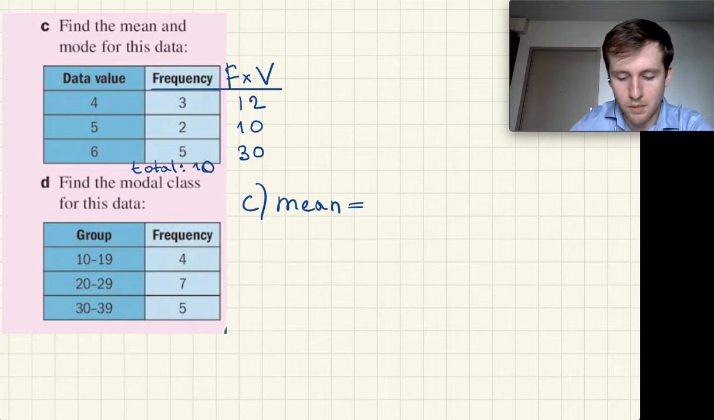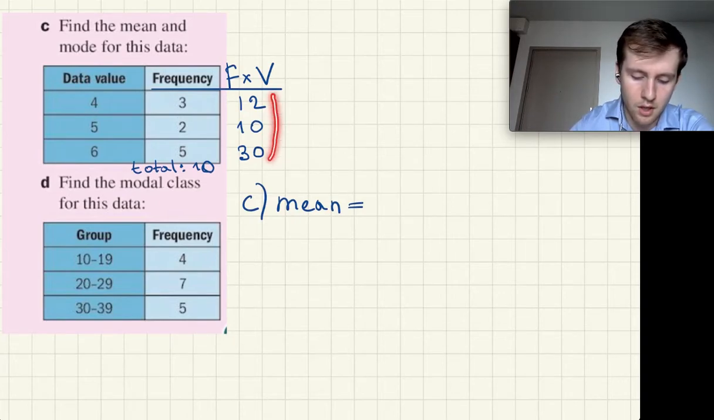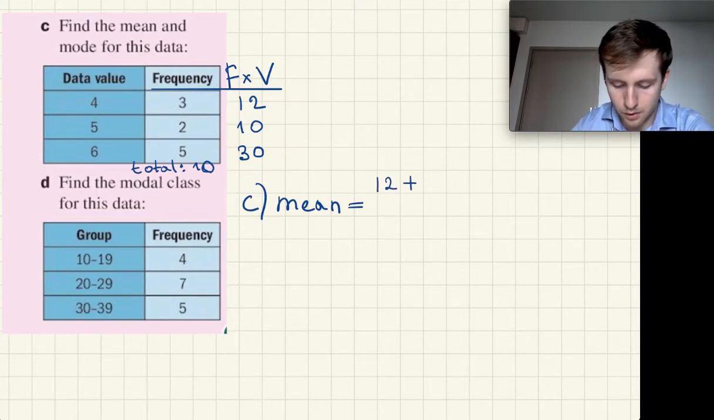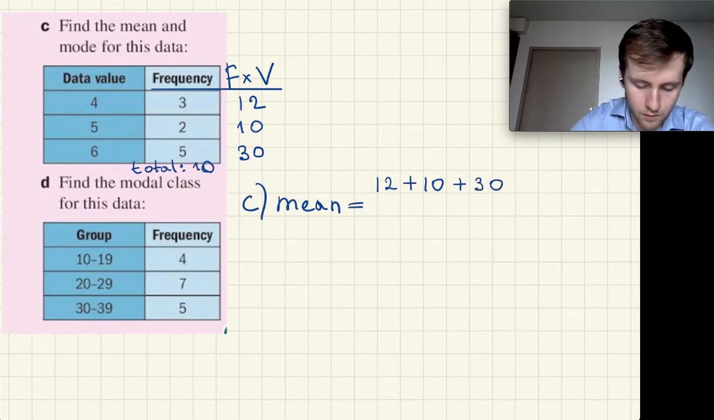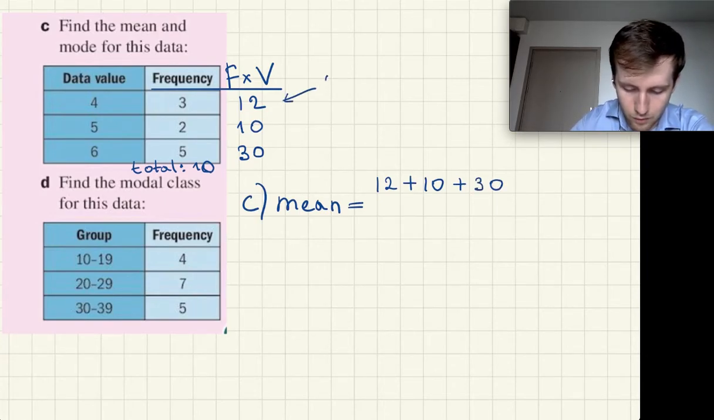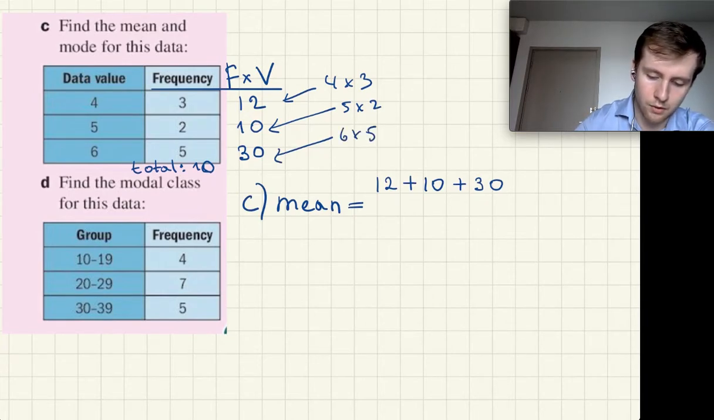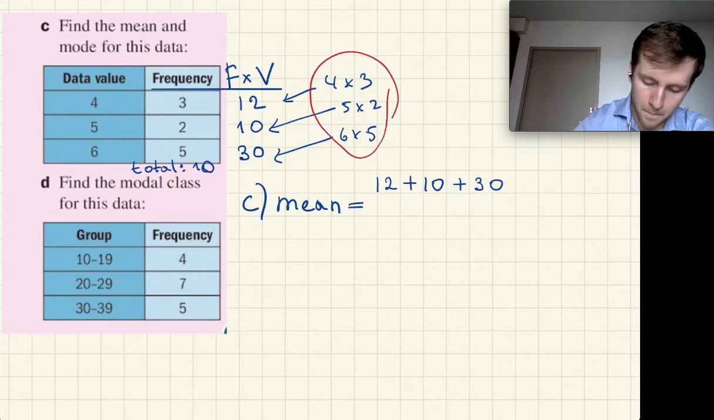So now to find the mean, we have to add these values. So we have to add 12 plus 10 and then plus 30, right? Here we do 4 times 3, here we do 5 times 2, and here we do 6 times 5. And all this data we get from here, right?